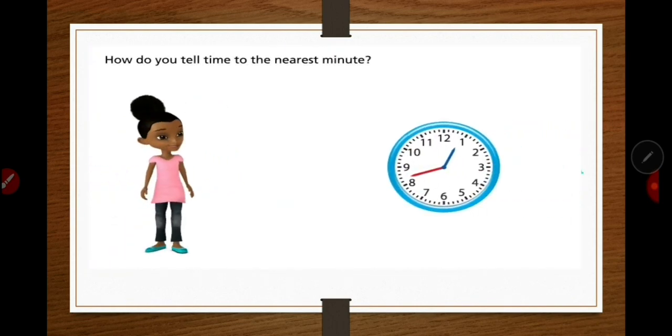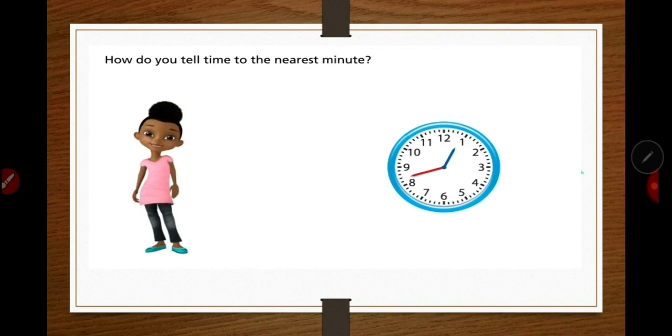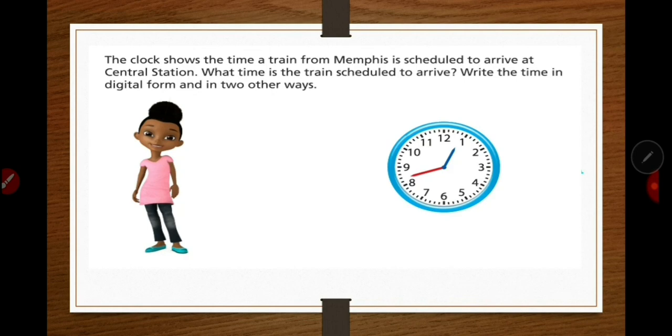How do you tell time to the nearest minute? Let's find out. The clock shows the time a train from Memphis is scheduled to arrive at Central Station. What time is the train scheduled to arrive? Write the time in digital form and in two other ways.